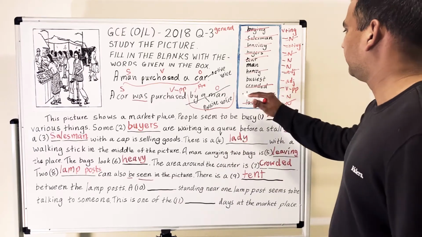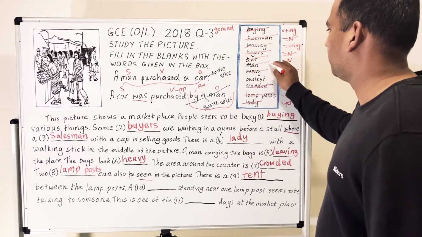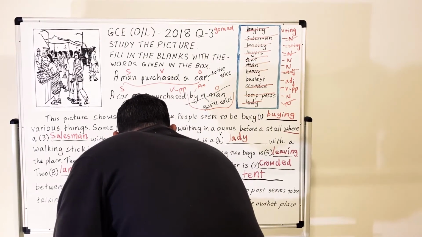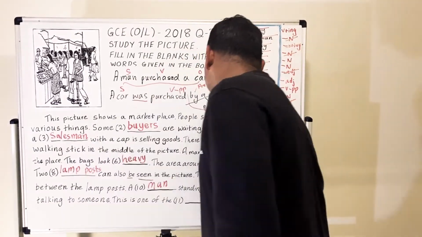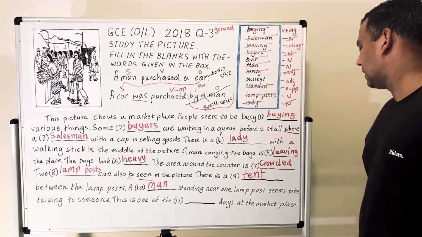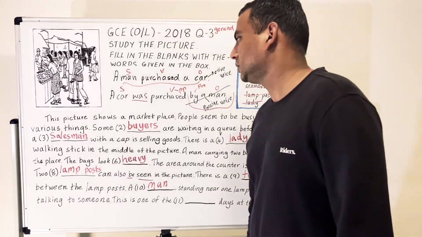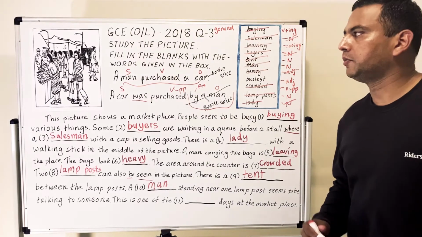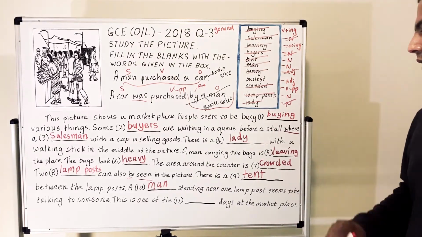So we'll have to take the man. It's very easy. A man standing near one lamppost seemed to be talking to someone. As you can see here, there's a man just underneath the lamppost. He's also talking to someone.